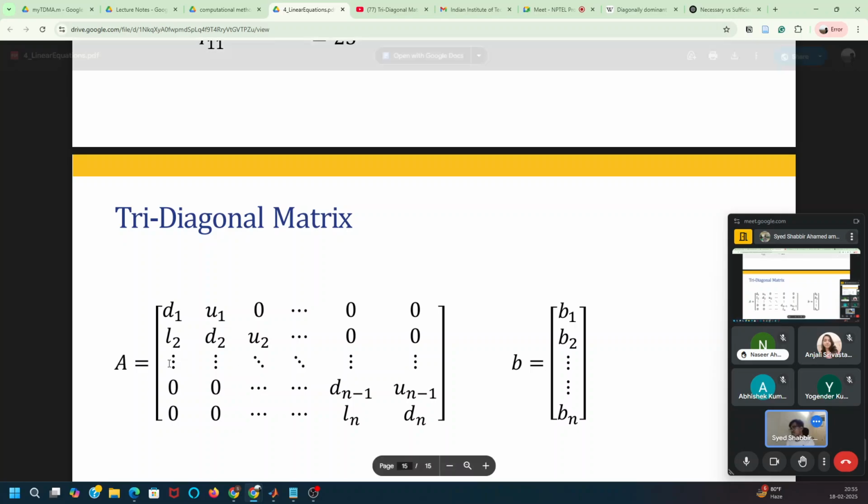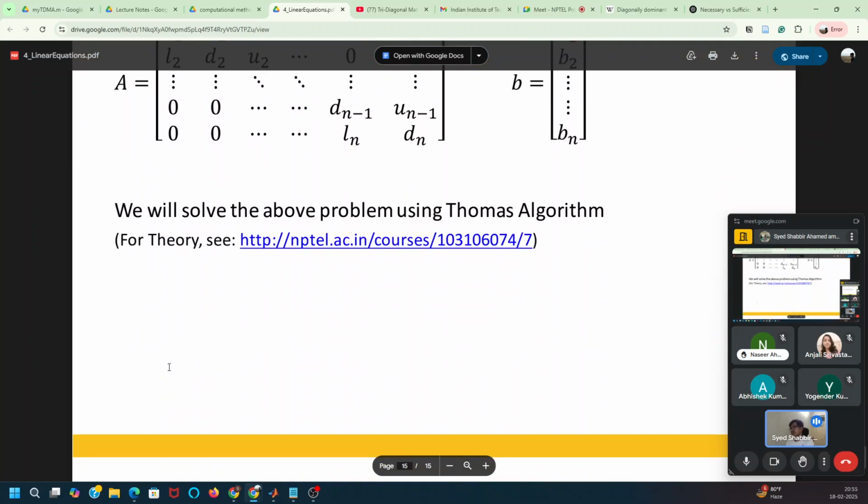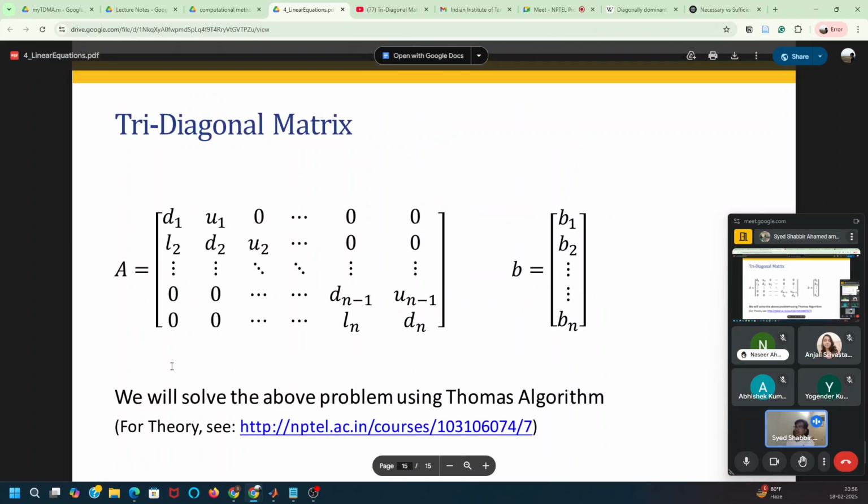You won't store the total A matrix because it has a lot of zeros. Storing a lot of zeros is just a waste of memory, so I don't need to do it. After storing it, I can just use the Gauss elimination method, the same technique, and I'll get the solution of the system of equations.